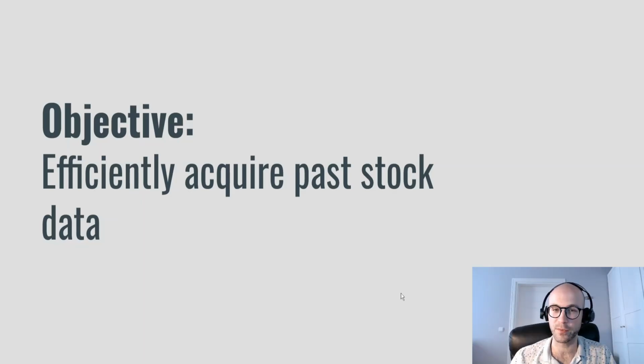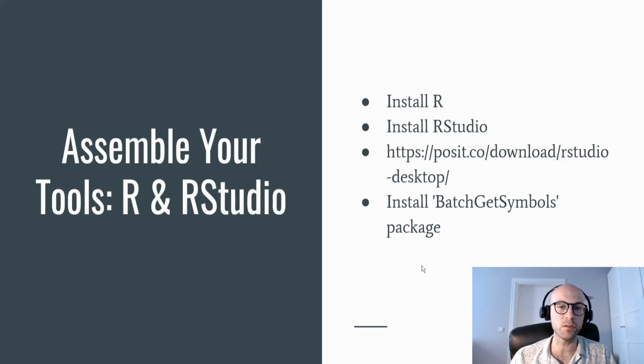Before we start, let's gear up. You will need to install R and RStudio. If you haven't installed them yet, download R and RStudio from the link displayed on this screen. Don't forget to install our secret weapon, the BatchGetSymbols library, once you're fully set up with RStudio.